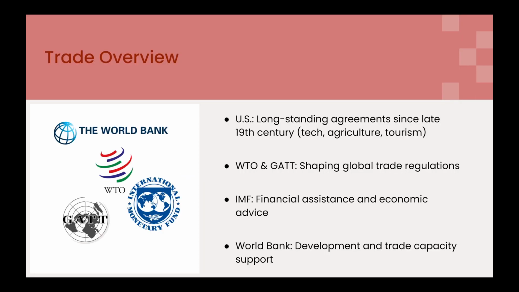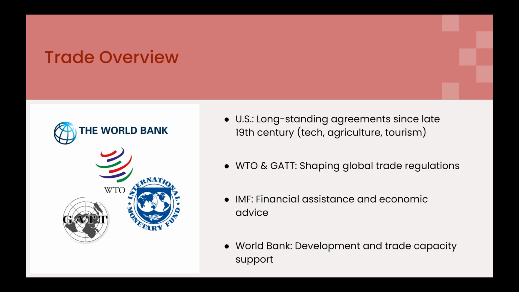US-Thailand trade relations began in the late 19th century and strengthened after World War II as US support aid. Thailand's economic development grew during the Cold War. This led to trade agreements in technology, agriculture, and tourism.